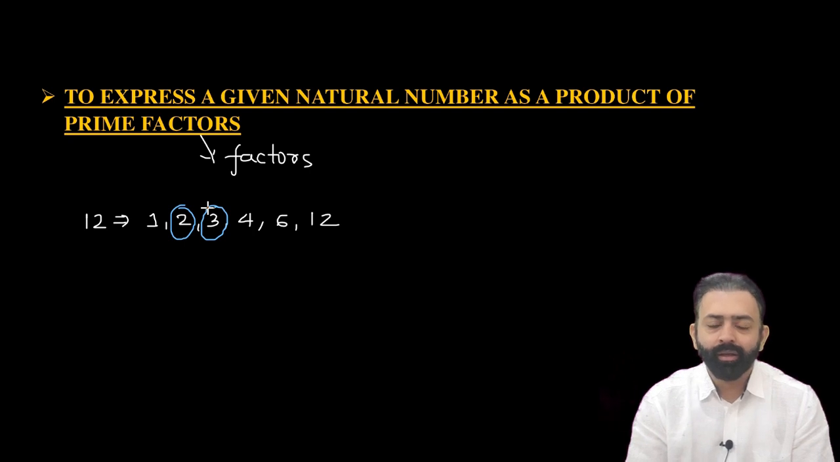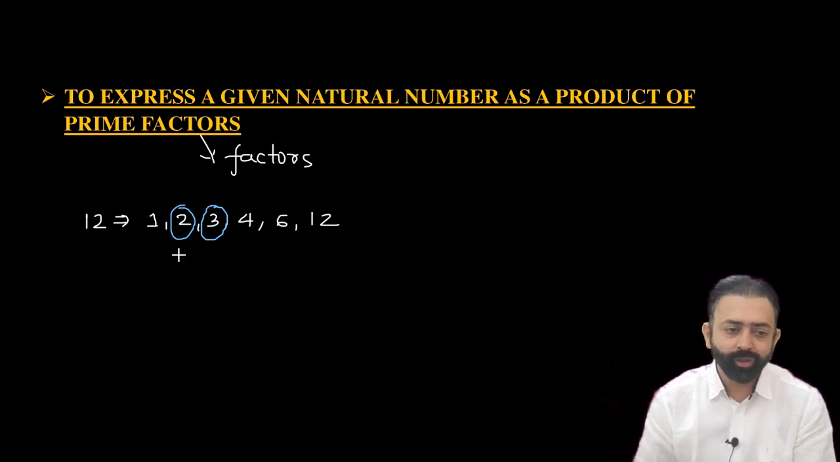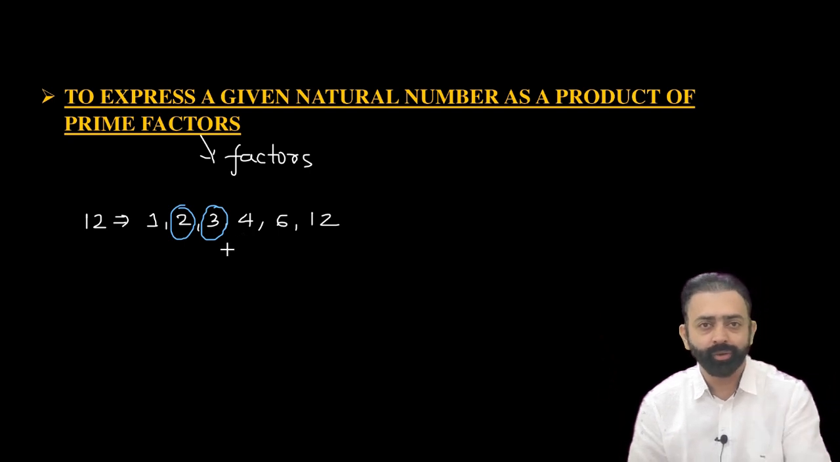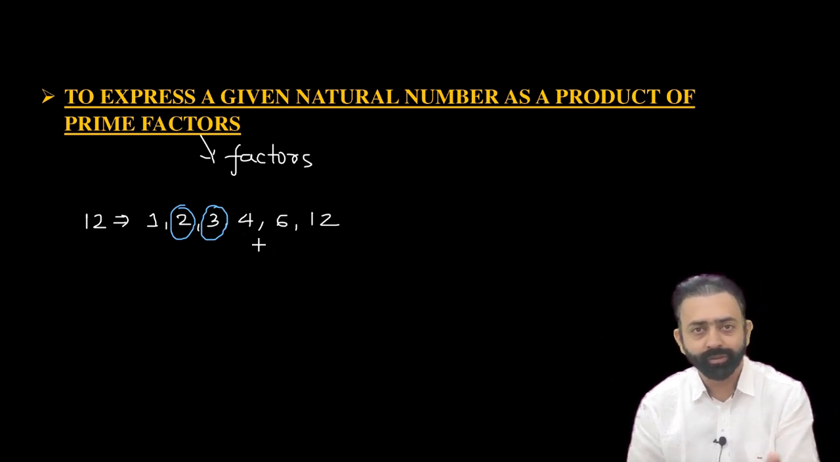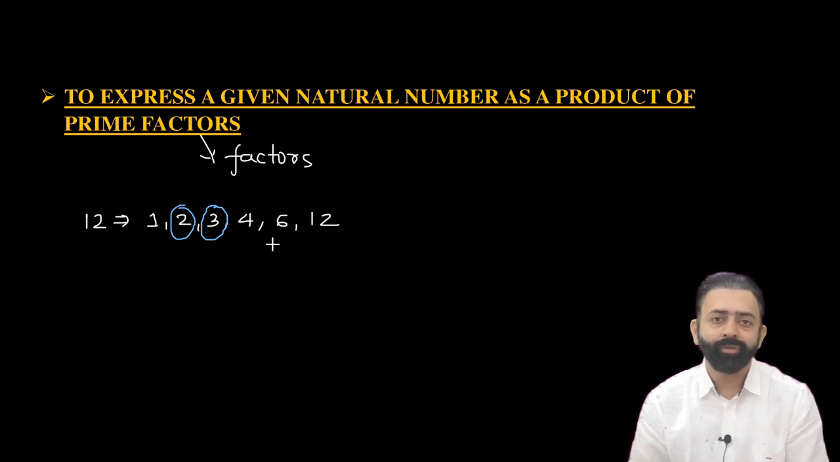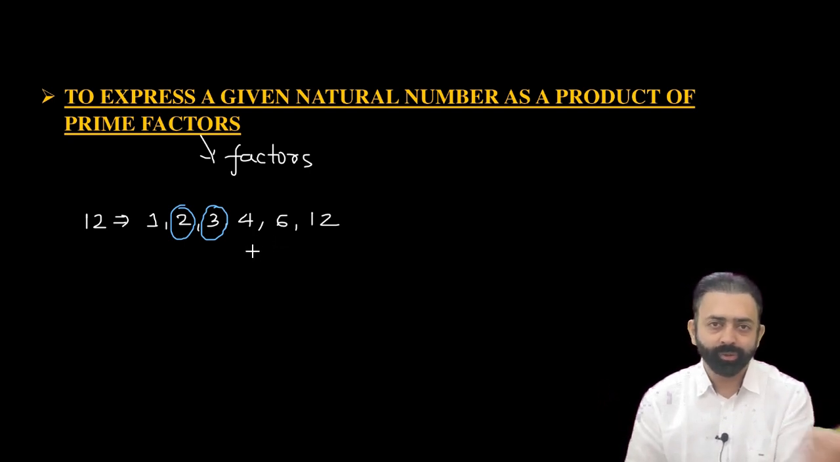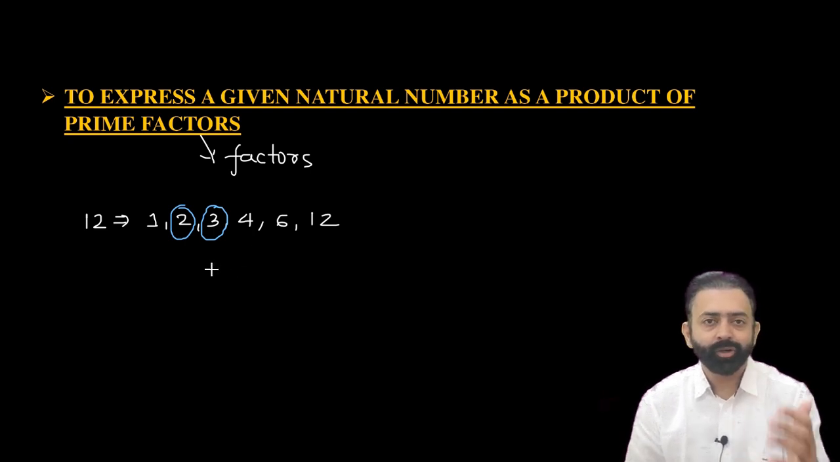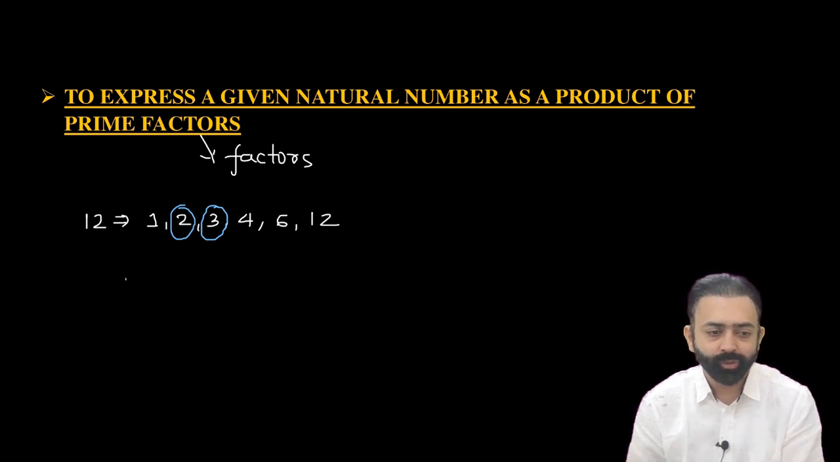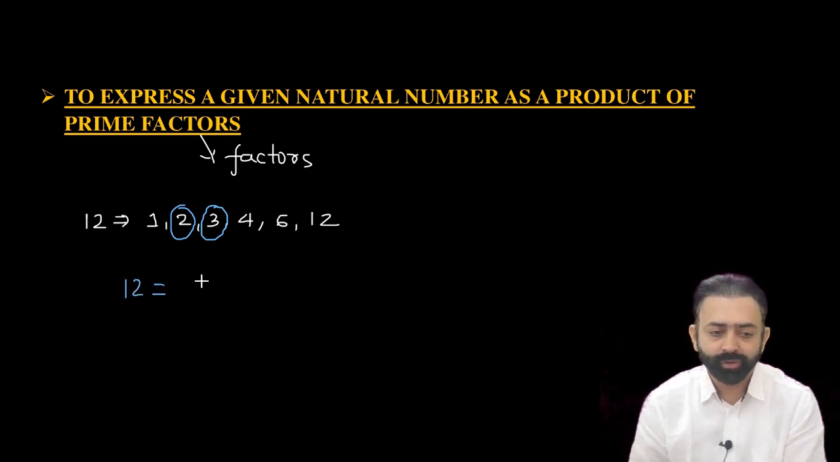Now this 12 can be written as a product, a multiplication, of its prime factors. So instead of writing 1, 4, 6 and 12, as you can see, 4 can also be written as 2 into 2, 6 can be written as a multiple of 2 and 3, and 12 can be written as a multiple of 4 and 3, meaning 2 square into 3. So we can write down any given number as a product of its prime factors. So this 12 can be written as 2 square, which is 4, multiplied by 3.